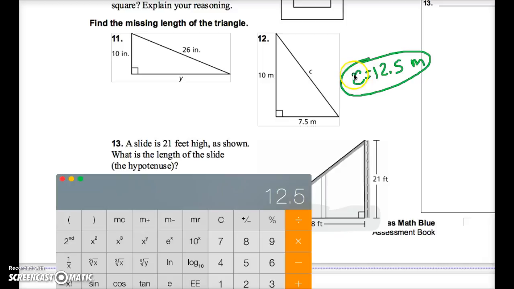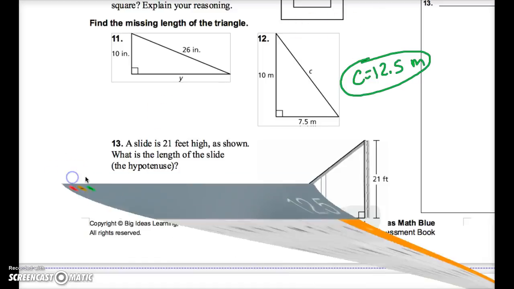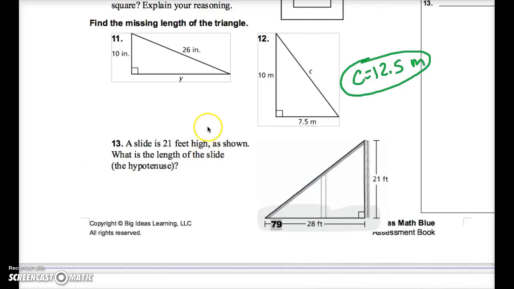Okay, 13 is going to be the exact same process. Okay, it says a slide is 21 feet high. So there's the 21 feet. What is the length of the slide, which is the hypotenuse? Okay, and then they've given us the distance down here as well. So we're trying to find C.